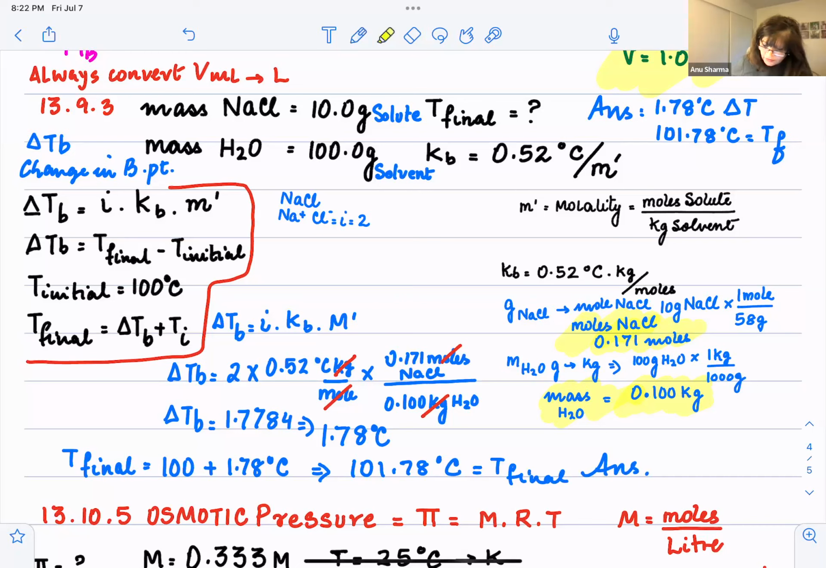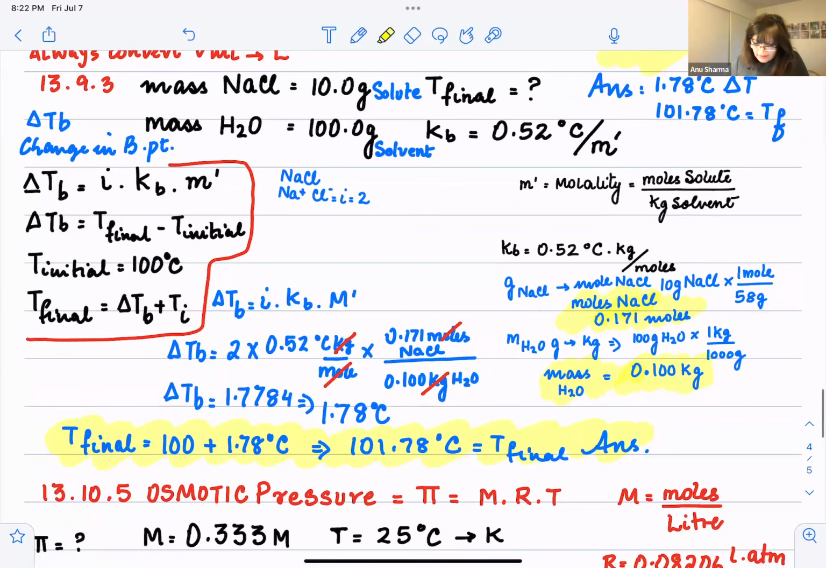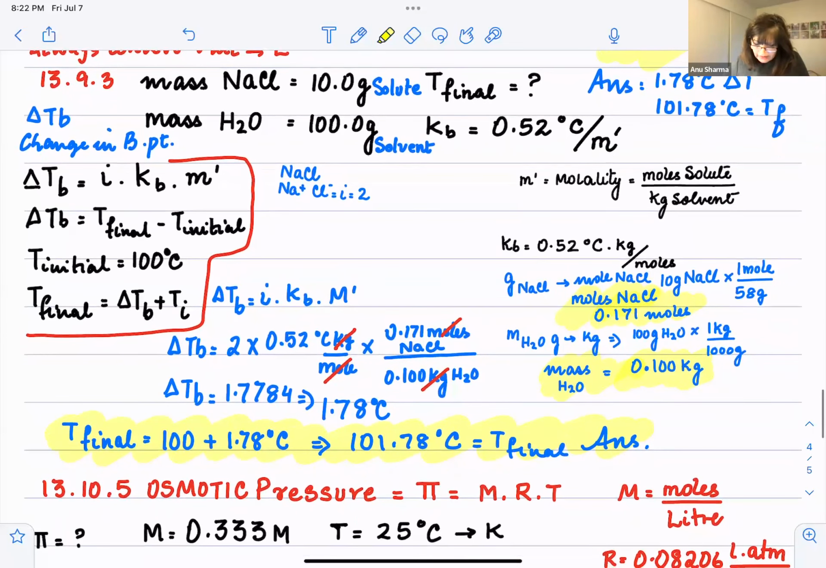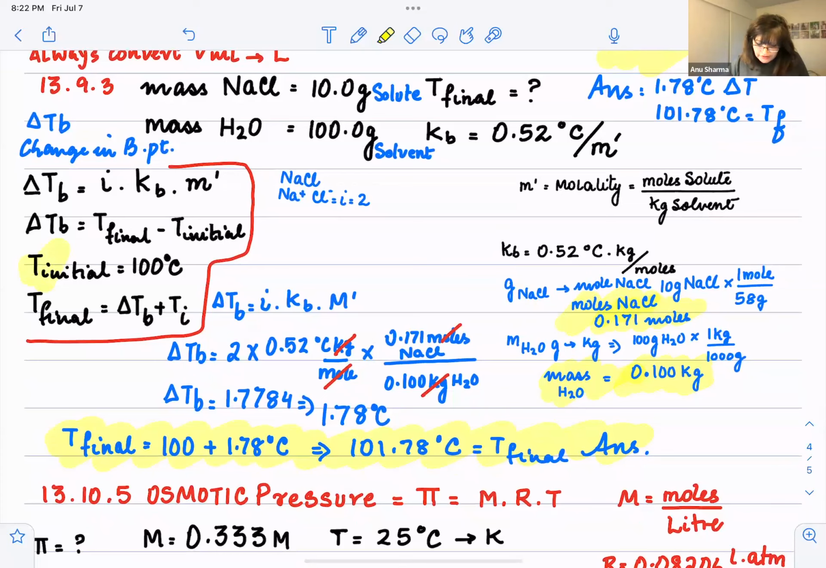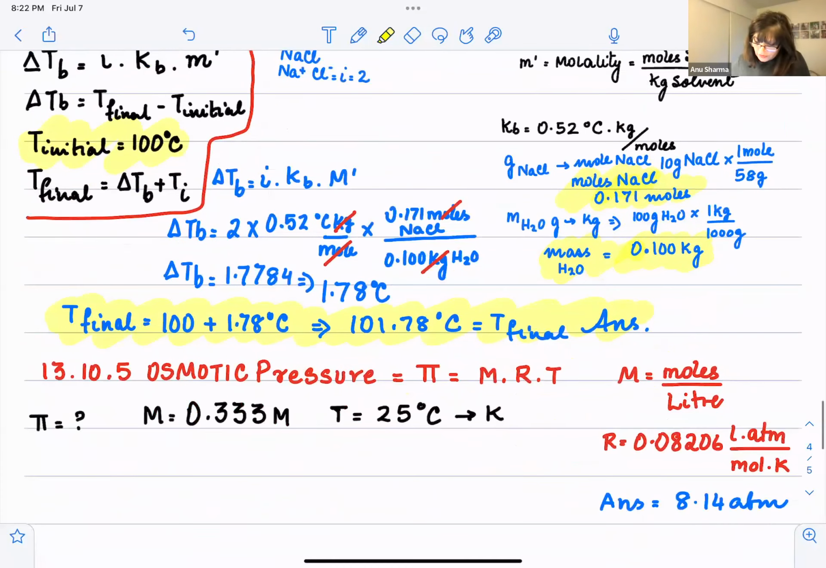So this is how you do it. There's going to be a question on the exam, and we will be giving you the KB value. So don't worry about that, but you should know the initial temperature, the boiling point of water, is always 100.